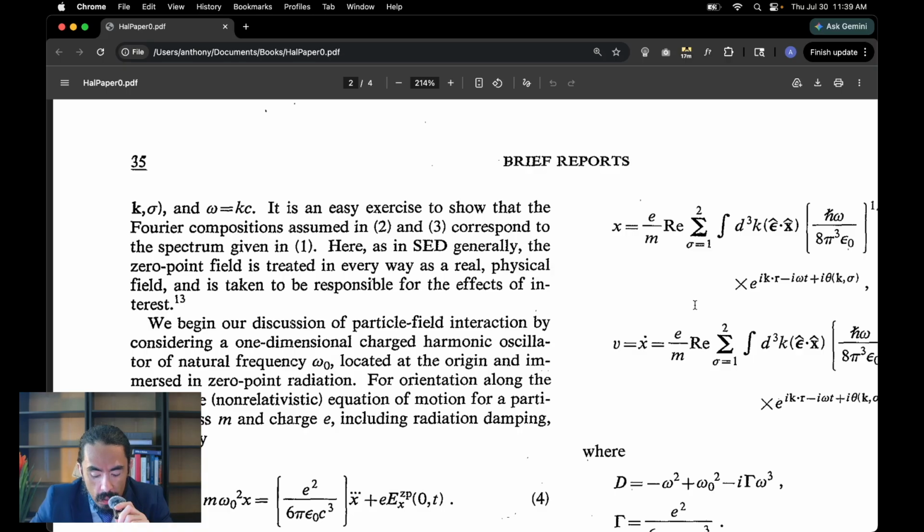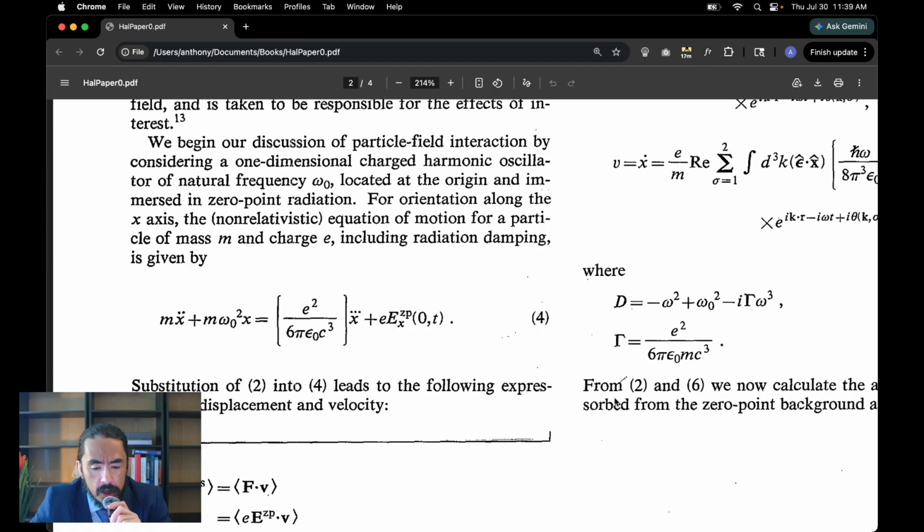So continuing on. Here, as in SED generally, the zero-point field is treated in every way as a real physical field and is taken to be responsible for the effects of interest. We begin our discussion of particle field interaction by considering a one-dimensional charged harmonic oscillator of natural frequency omega naught, located at the origin and immersed in zero-point radiation.